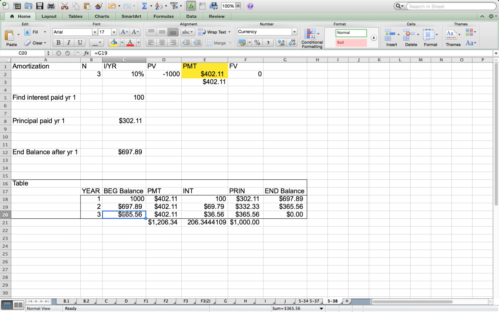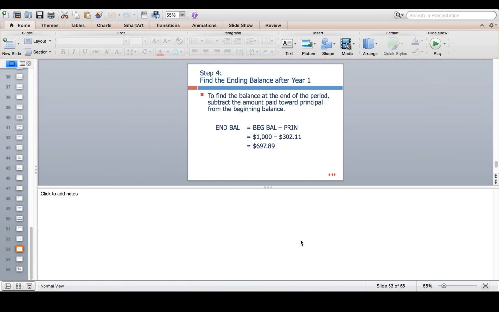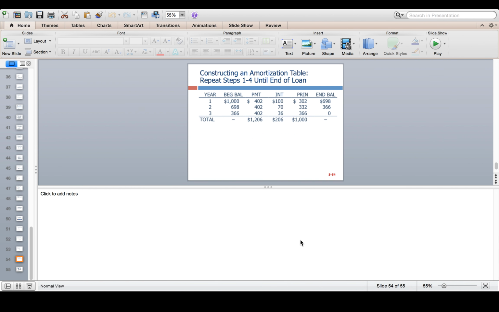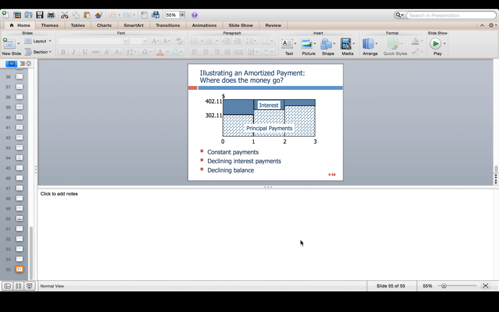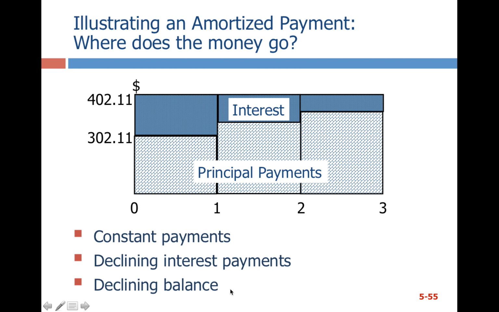So we start with that in year 3. Our payment is 402. 36 goes to interest, 365 goes to principal, and by the end of that year, we come down to a 0 ending balance. That takes us through the amortization table. And this is a slide just reiterating what I was talking about in terms of interest and principal payments.